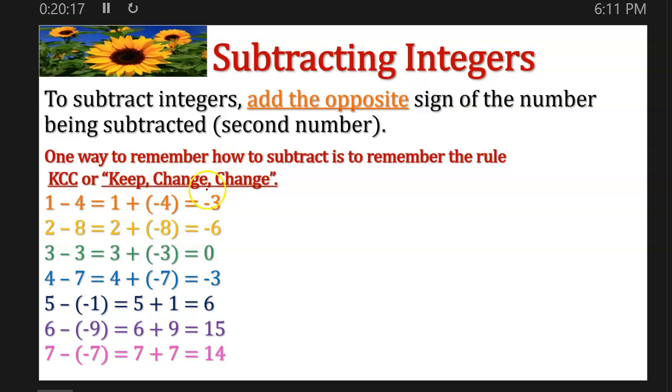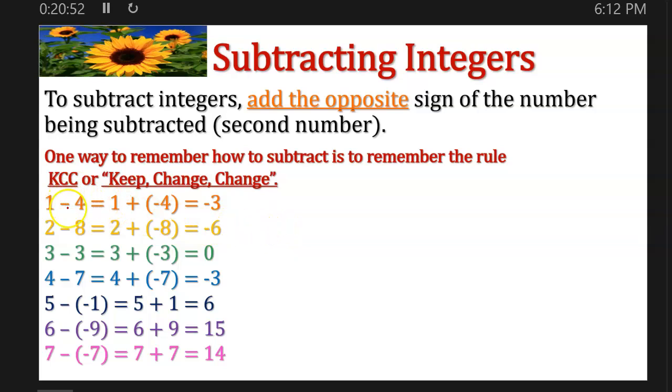What that rule is stating is that you're going to keep the first term in your problem, okay? Then you're going to change the subtraction to addition, and then you're going to change the second term to its opposite sign, okay? So keep, change, change. You're changing it because you want to add the opposite sign of that second number, okay? So subtracting a number is the same as adding the opposite sign of that number being subtracted.